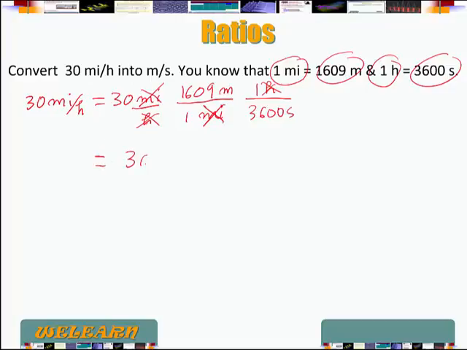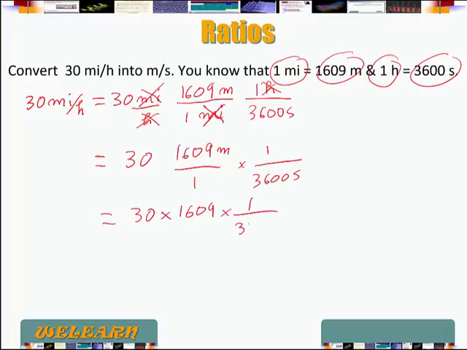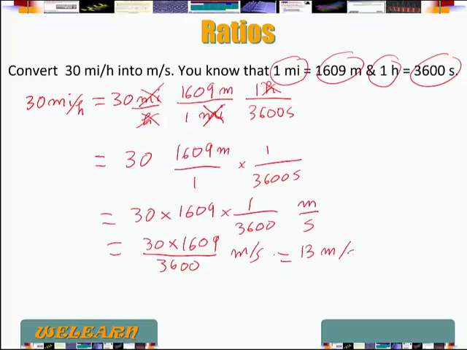which is 30, and then we are left with 1609 meters over 1 times 1 over 3600 seconds. Okay, we group the units together, so we have 30 times 1609 over 1 times 1 over 3600, and the units meters over seconds. So this is 30 times 1609 over 3600 meters per second, which is 13 meters per second. Okay, so 30 miles per hour is equal to 13 meters per second.